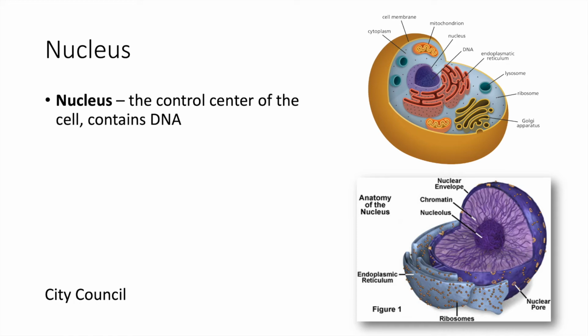So nucleus is the control center of the cell. It contains DNA. You can think of this as the city council. So it controls everything that goes on in the cell. We've got it here in this photo. It's this purple bit, purple ball looking thing. And then this is just like a zoomed in version of a nucleus.